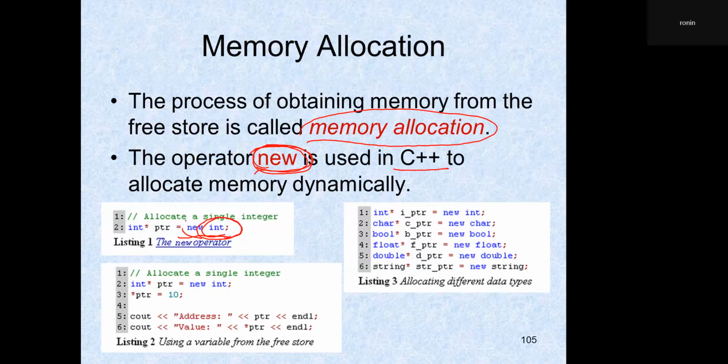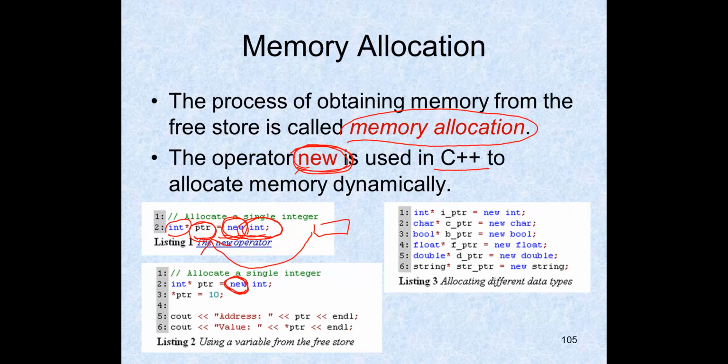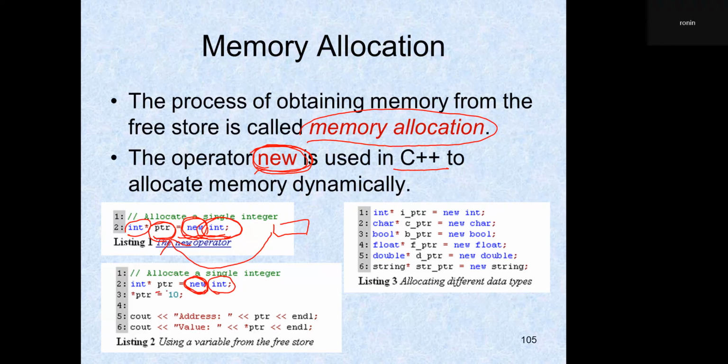The new operator's return type is a pointer, so we should assign this pointer to ptr. ptr is an int pointer. This statement means we get a space to store an int variable, and we assign this space's address to a pointer. Remember, the return type of new is a pointer. New int to pointer.